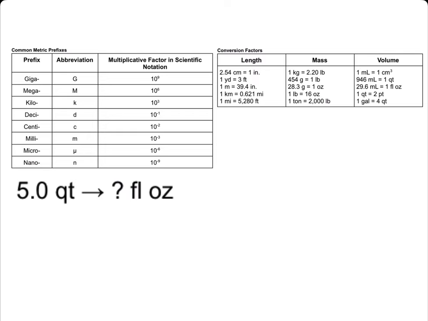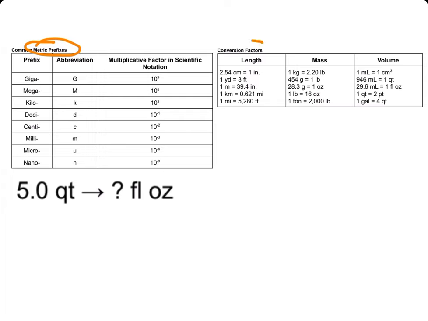Another important factor are going to be the tables. There's going to be a table with metric prefixes. This is a table that you have to memorize. This is usually not given to you on a test or an exam. You want to memorize the prefix with the scientific notation factor that correlates with that prefix.